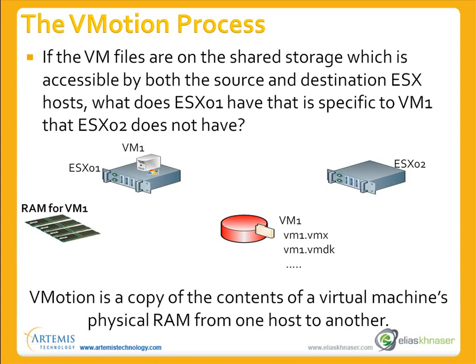So again, vMotion is a copy of the contents of a virtual machine's physical RAM from one host to another. That's the only thing that ESX01 holds that ESX02 doesn't hold as far as that virtual machine is concerned. Once you move that, for the most part, you've moved the virtual machine, and then you just tell it to access its files from ESX02. So let's take a look at the step-by-step before we take a whiteboard and see how all of that works.